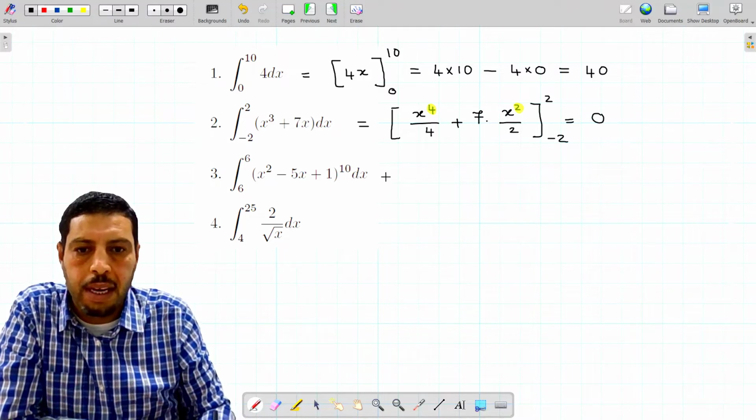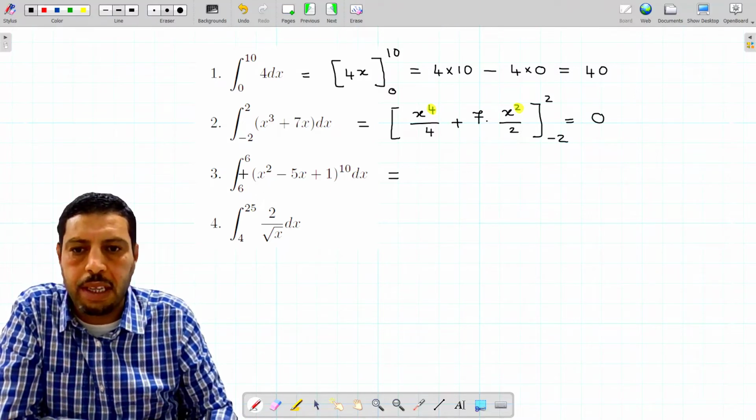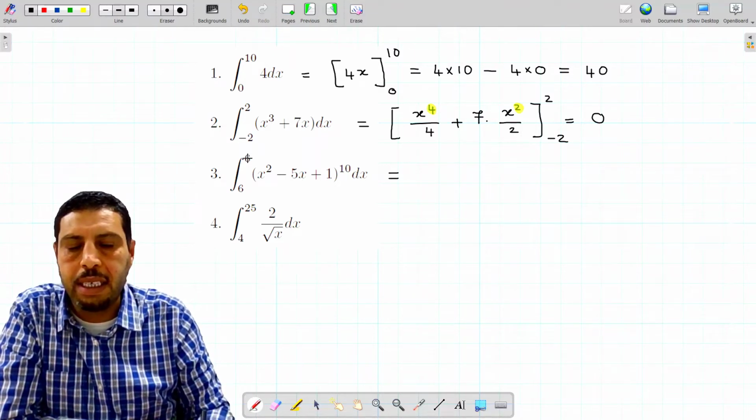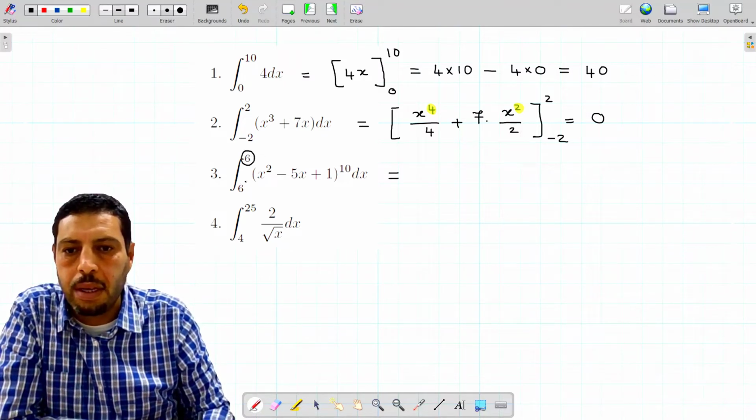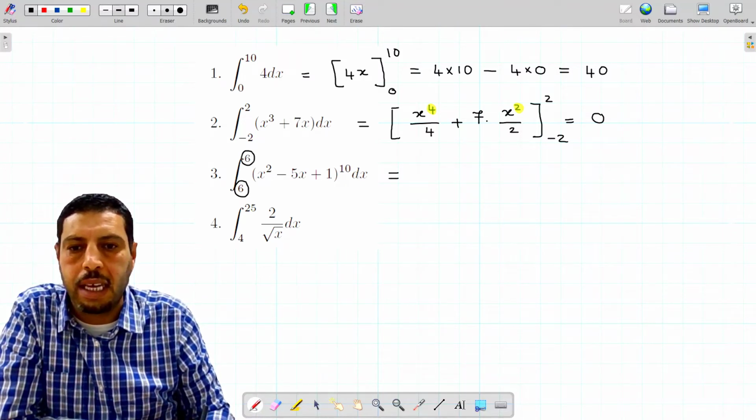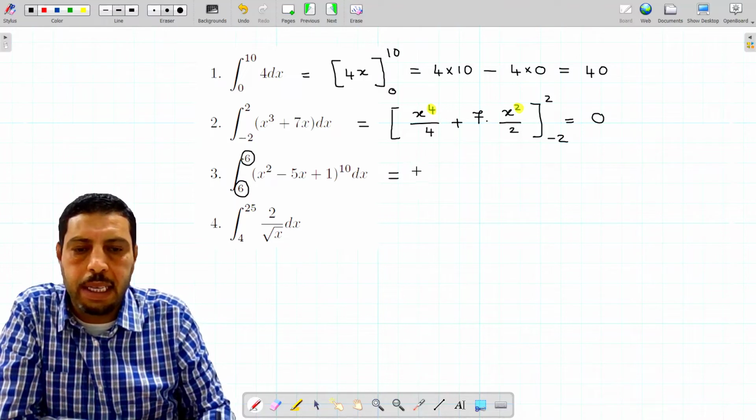Okay, now the third integral, which is the integral between 6 and 6 of x squared minus 5x plus 1 to the power of 10. And here again, you don't need to make any computation, since the bounds are the same. So a equals b in this case. So it's automatically equal to 0.